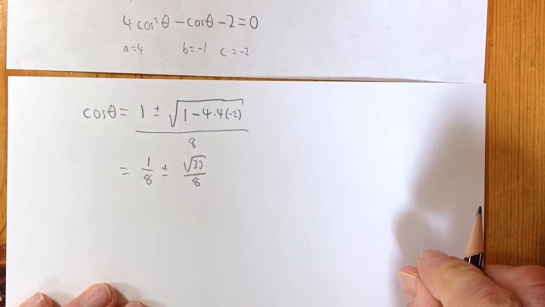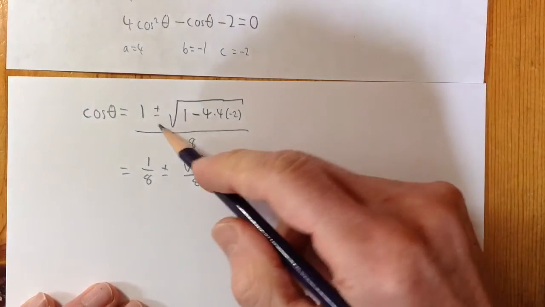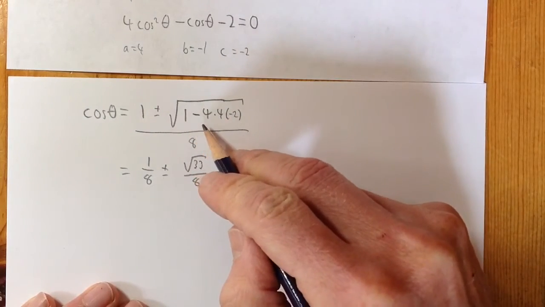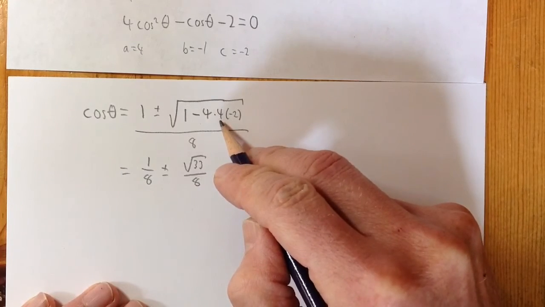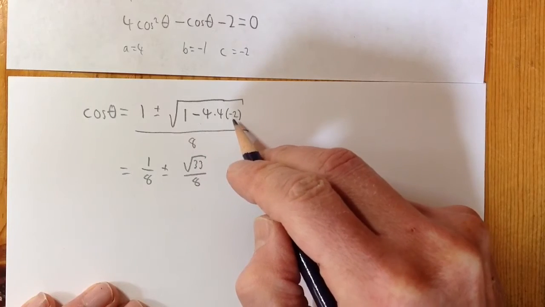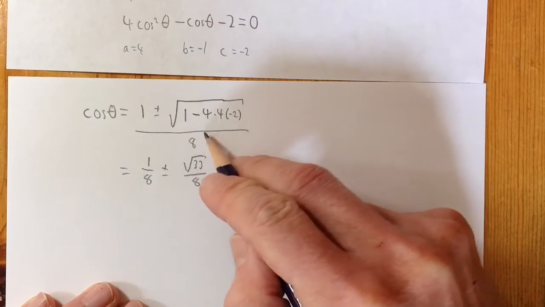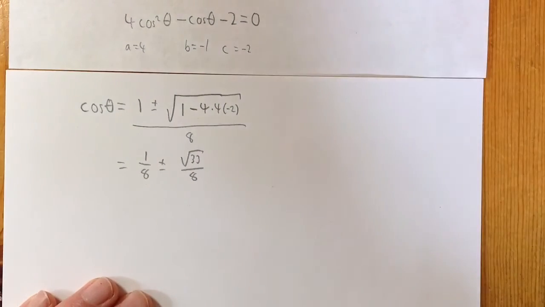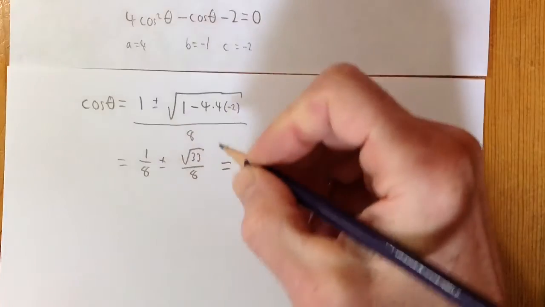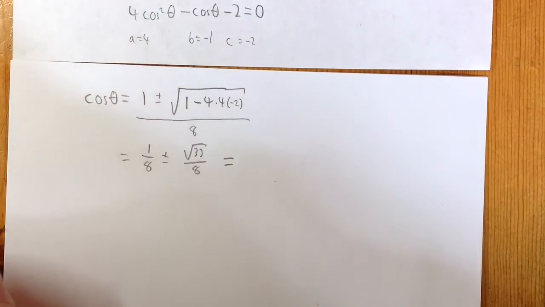Oh, that's not a pretty number. Make sure I did this right. 1 minus is 1 plus, so 4 times 4 is 16, times 2 is 32, plus 1. Yeah, that must be right, square root of 33 over 8. Okay, that's going to be an ugly number. Let me just decimalize that. I was hoping it'd be a pretty number, but it's just not going to be. So it's square root of 33 plus 1, divided by 8.